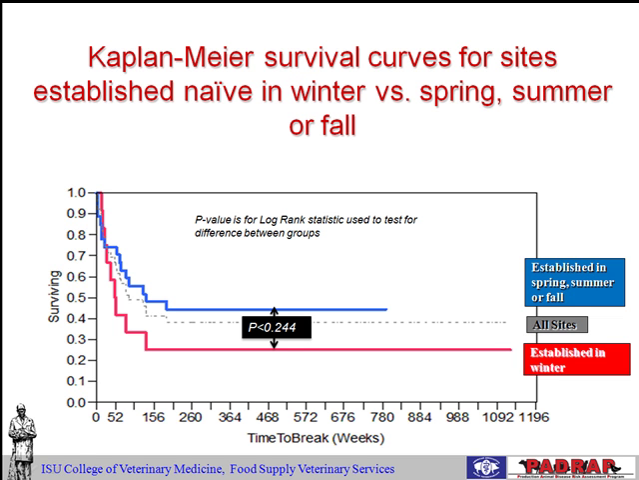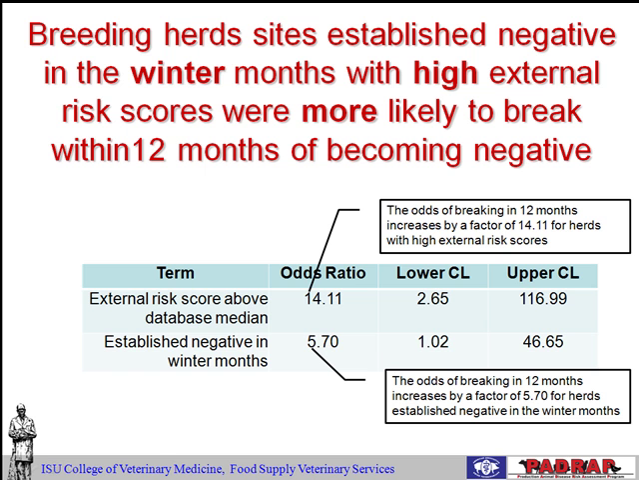We also looked at when they were established as naive herds. So basically when they were either repopulated or started up, or initially populated if it was a startup. And because winter is the high-risk group, we looked at winter versus all other seasons. So the subgroup that was established in the winter is represented by this red line, and all others are on the blue line here. And so you can see there is a visual difference, but not a significant one, at least on the Kaplan-Meier survival curve.